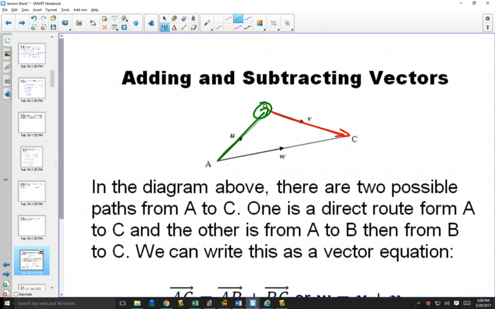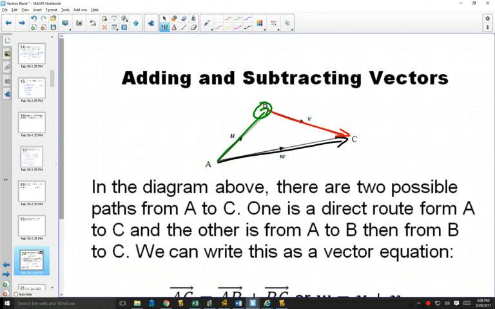The result is the vector w. So when you add the green vector and the red vector together there, you would get the black vector. And the idea is as follows. If you wanted to get from A to C, you could go there directly. That would be vector w. Or you could go there by going vector u first and then vector v. You would still get to point C.